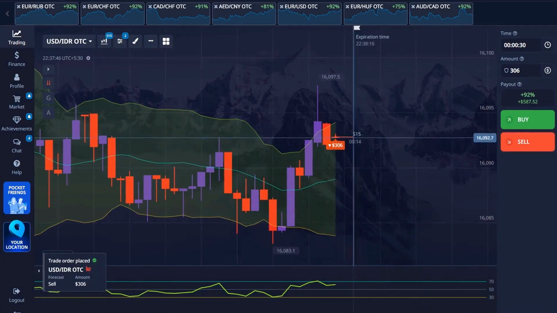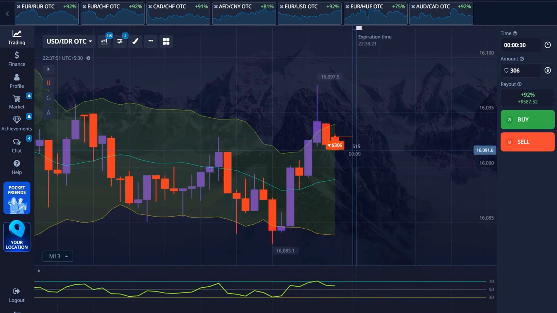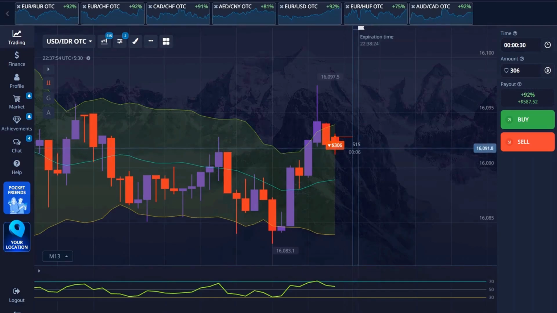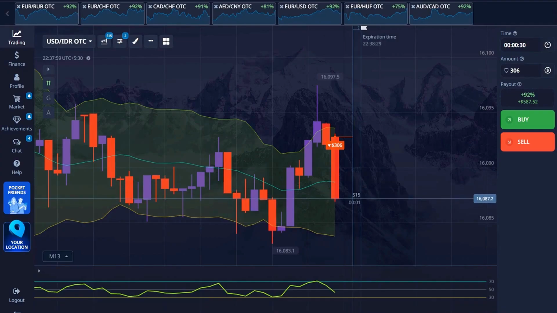Here, you can see the candle broke above the upper Bollinger Band. This is the first sign of an OTC trap because many traders think the market will keep going up and they jump into buy trades. But notice what happens next. The very next candle closes back inside the Bollinger Band. This shows us that the breakout was false and the platform just created a trap.